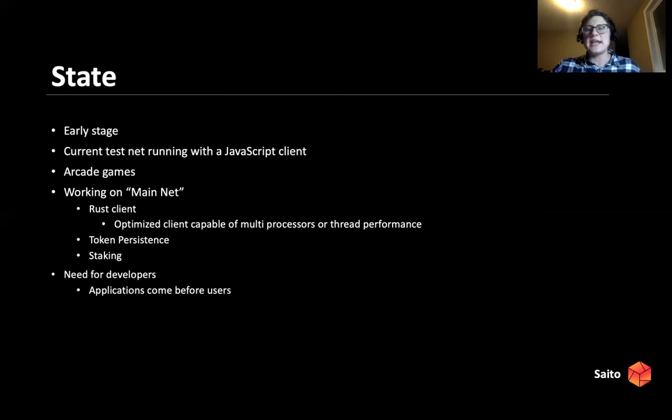Now, there also isn't a staking mechanism built yet, so they do have some of that math figured out. They do know what it's going to look like, but that's going to have to be built as part of the mainnet as well. Now, with all of this being said, there's a huge need for developers for the Saito network, because once we have a bunch of cool applications built on top of the Saito network, that's going to attract many more users.